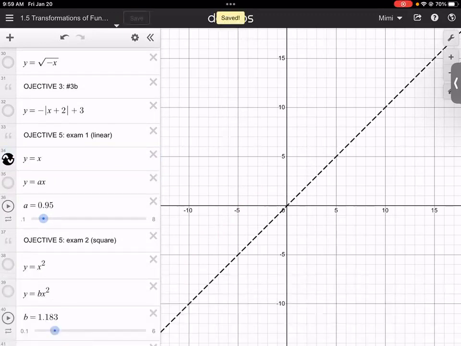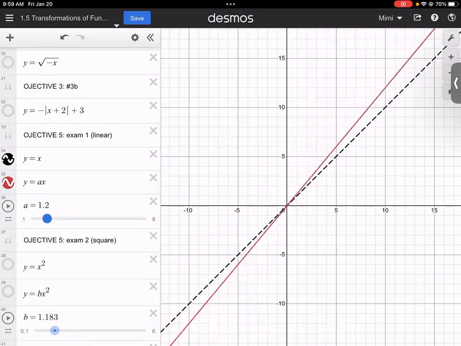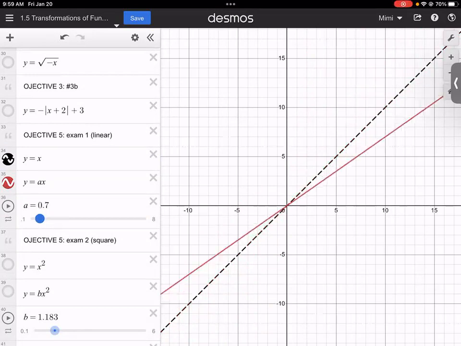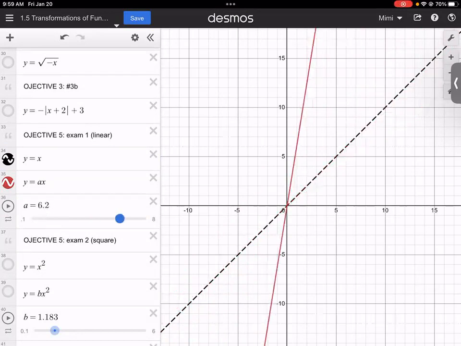Here's a linear graph, y equals x. Look what happens when I change the value of the slope, the value of a. When a is 1, it's just y equals x, right? 1 times x is x, right? So when a is 1, it's the red graph matching with the dashed graph. When the slope is negative, what happened? Let's do positive. When the slope is big, 6, 7, 8, 9, 10, what happens to the red graph compared to the dashed one? It's steeper, right? It gets steeper.